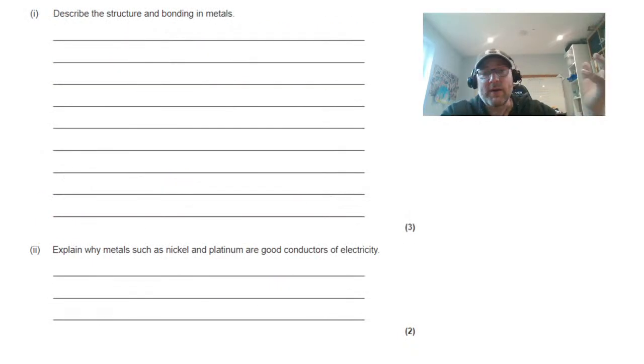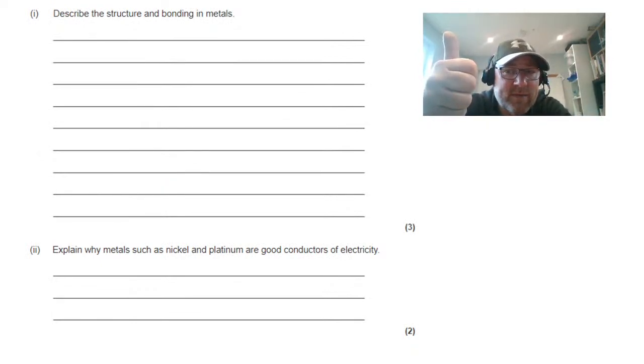Describe the structure and bonding in metals. Again, we just had this one. What type of electrons do they have? Free electrons, positive ions, and it's a giant structure or a lattice structure or a regular structure.